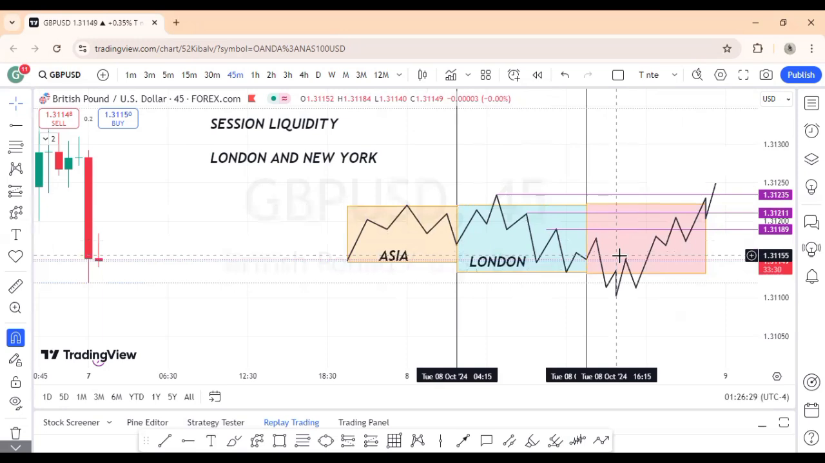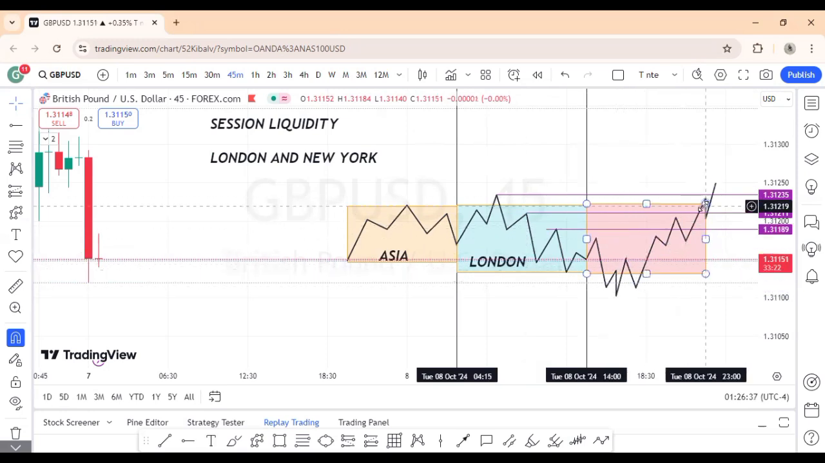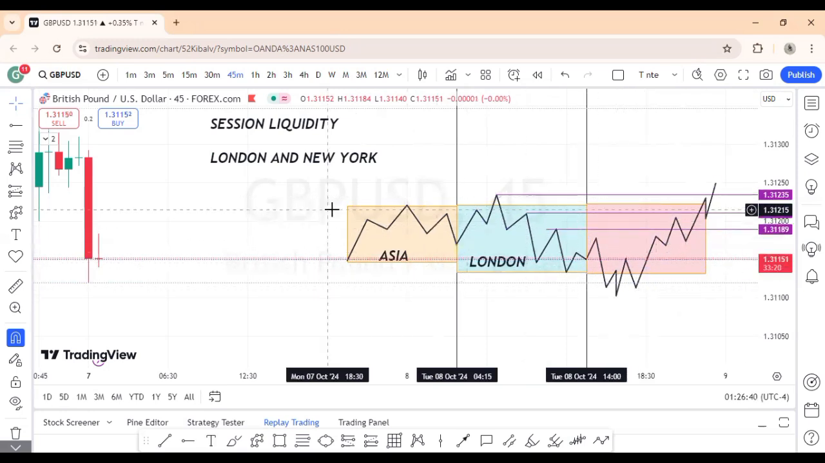Whenever you see price take liquidity from London or Asia, you confirm from the trend or from the higher time frame that price might want to go bullish. So now you see price do this. This is a sign that market might want to go the opposite direction, right? So this is how we use session liquidity. All right, so this is it.